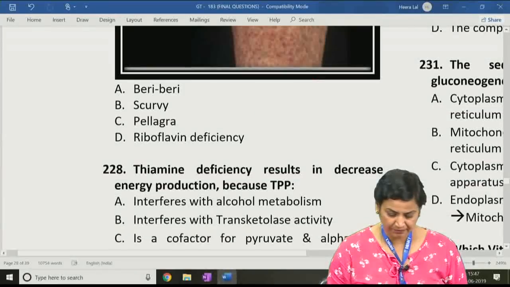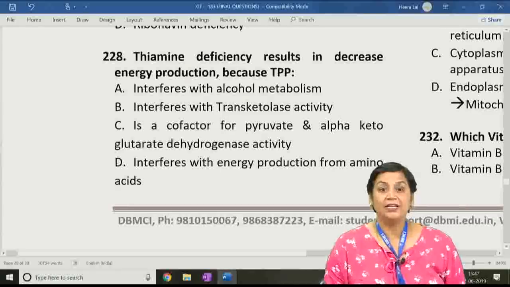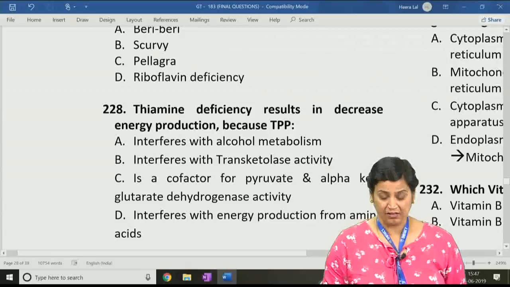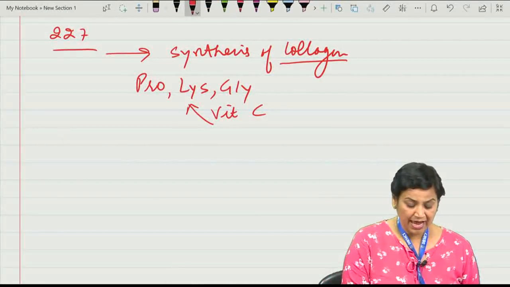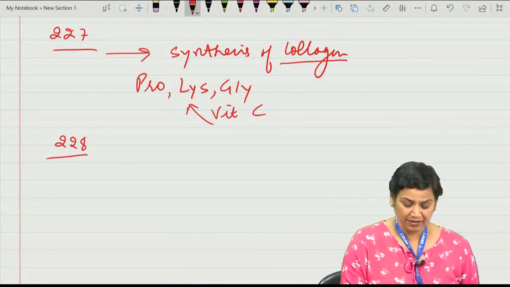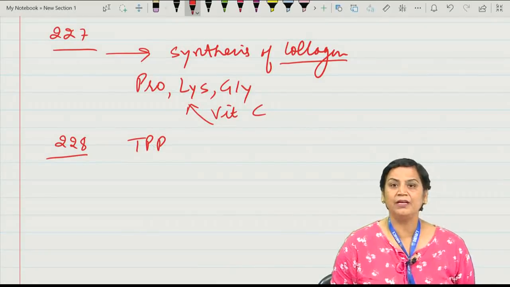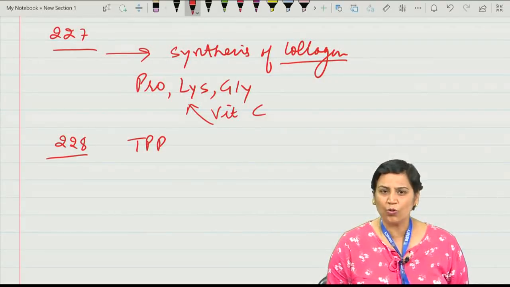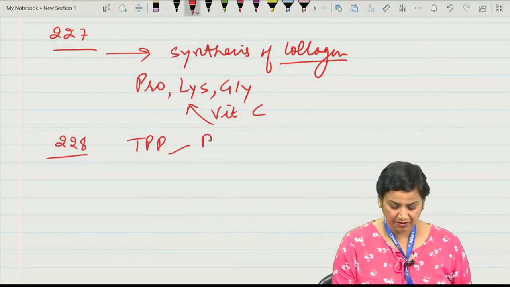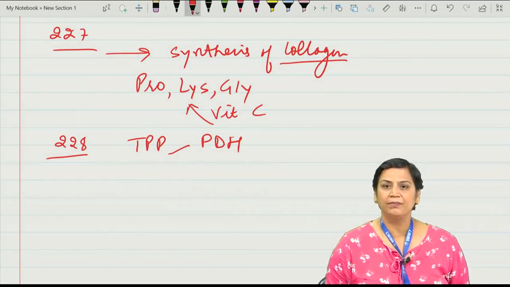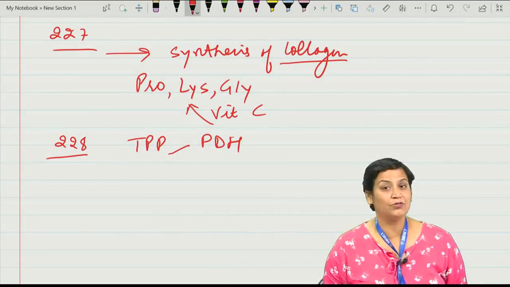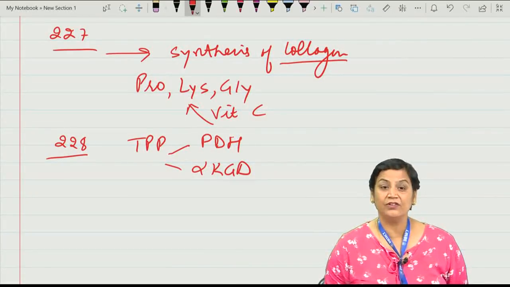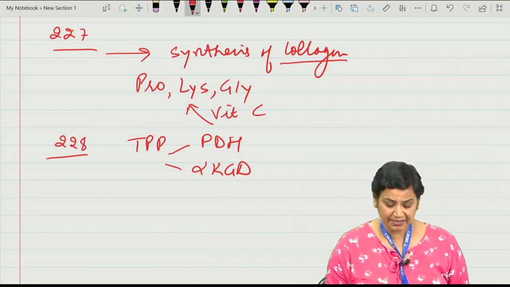Then next question. Thiamine deficiency results in decreased energy production. Now see, the active form of thiamine is TPP, thiamine pyrophosphate. This thiamine pyrophosphate is a very important coenzyme for the enzyme PDH, pyruvate dehydrogenase, which is again an example of a multi-enzyme complex. Also alpha ketoglutarate dehydrogenase, which is a very important enzyme of the citric acid cycle.